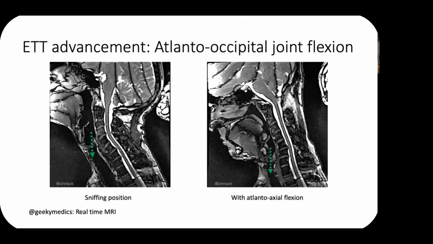If the previous techniques to help advance the tube down the trachea have failed, then it is worth flexing the atlanto-occipital joint. As can be seen on these MRI scans, this tends to flatten the secondary curve of the airway, which may better align the tube with the trachea and enable the tube to advance.